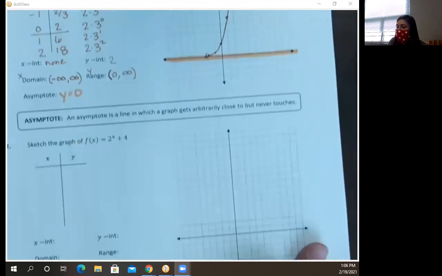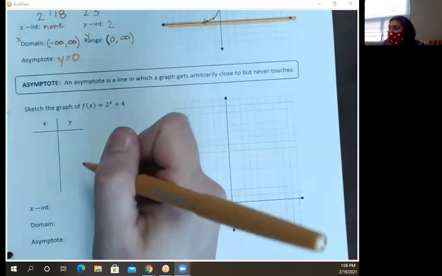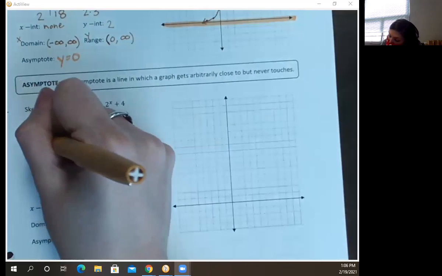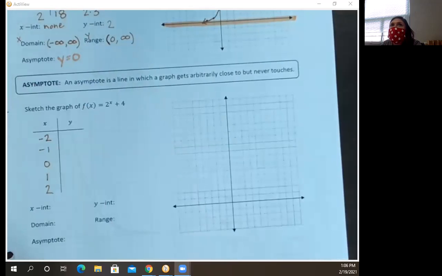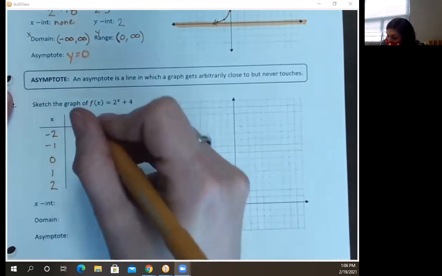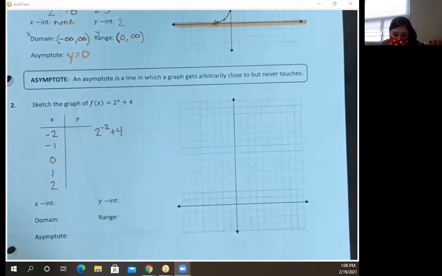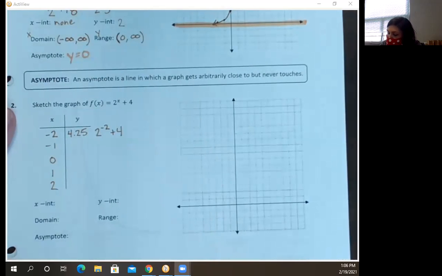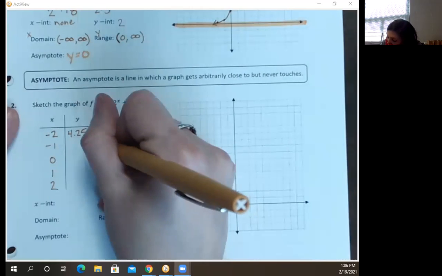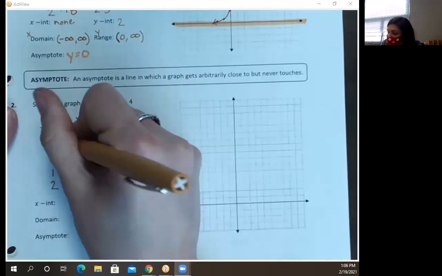Okay, let's take a look at another example. Let's take a look at number 2. We're going to, again, use our table here. So I'm going to pick those same values for x. I'm going to plug them in and see what we get for y. So this would be 2 to the negative second power plus 4. If I type that in on my calculator, I would get 4.25. And then if I plug in negative 1, that would be 2 to the negative first plus 4. If I evaluate that, I would get 4.5.